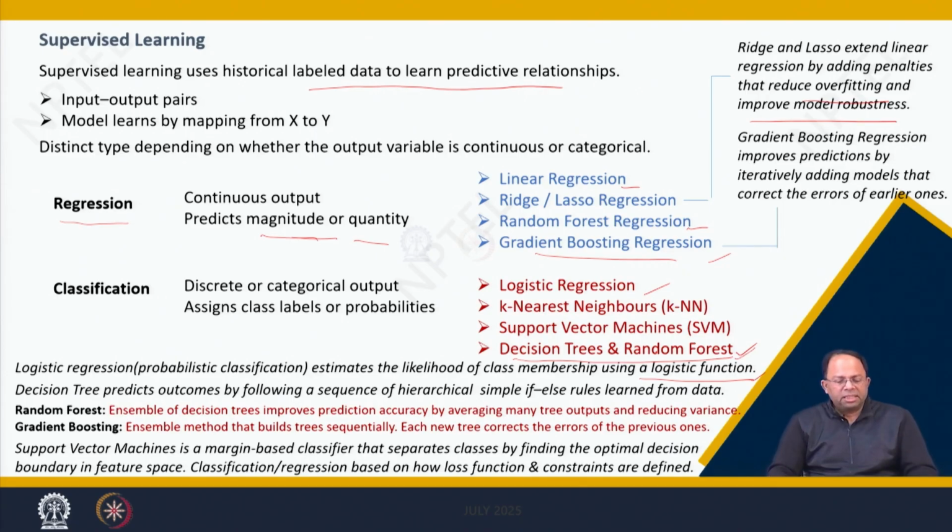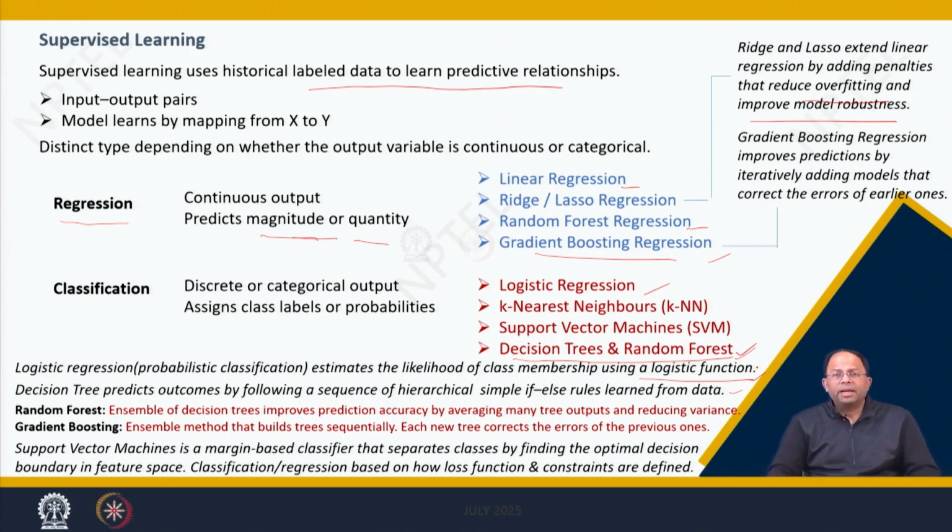A decision tree predicts the outcomes by following a sequence of hierarchical, simple if-else rules learned from data. That means if this happens, this will happen or this will not happen. Those kinds of rules are there. We keep asking questions, take whatever results come, and ask further questions. Eventually we will come to a grouping which is almost homogeneous, which means entropy is less, or we can say it will come to an individual value in case of regression. That's the approach of developing a decision tree.